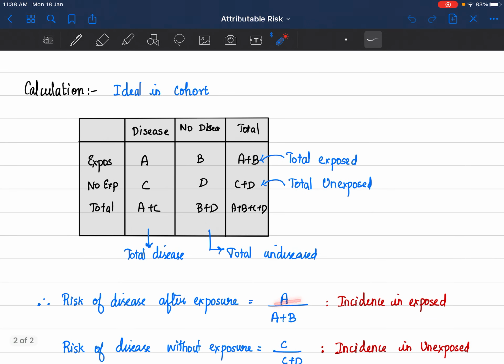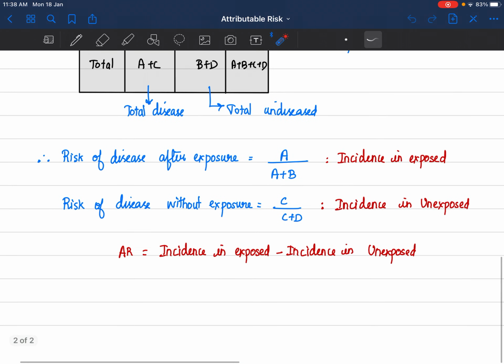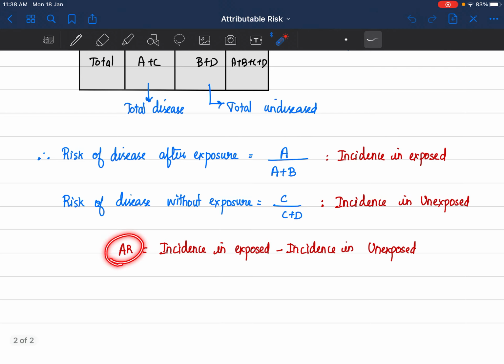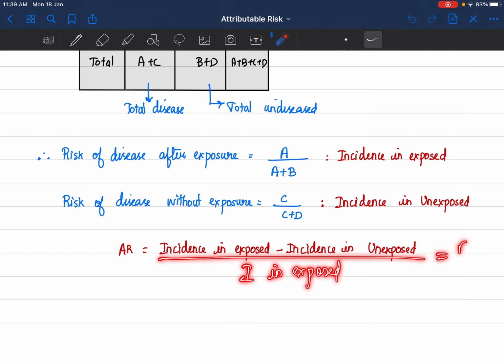A by A plus B. So whatever attributable risk you got here, if you divide the whole thing by A by A plus B, then you get attributable risk percentage. Incidence in exposed minus incidence in unexposed, divided by incidence in exposed population, gives rise to attributable risk percentage.